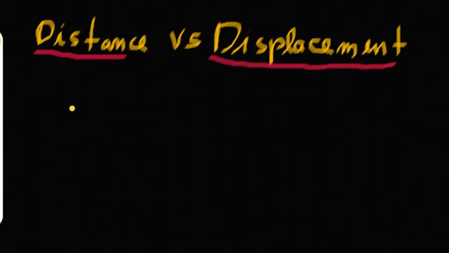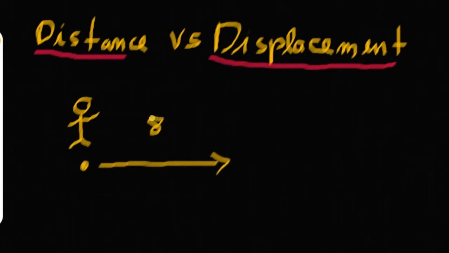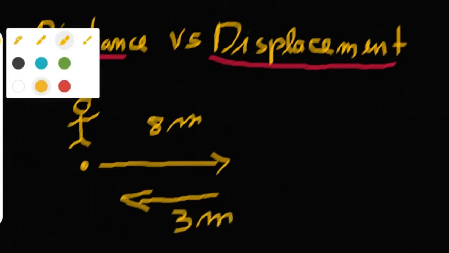So let me give an example that distinguishes distance and displacement. Let's say you have a person, let's say John, and he's at this position right here, and he decides to walk 8 meters east, and then he turns in the other direction and travels 3 meters west. The total distance that John travels is 8 plus 3 or 11 meters. However, his displacement is not 11, but rather 5 meters. Displacement is the difference between the final position and the initial position.